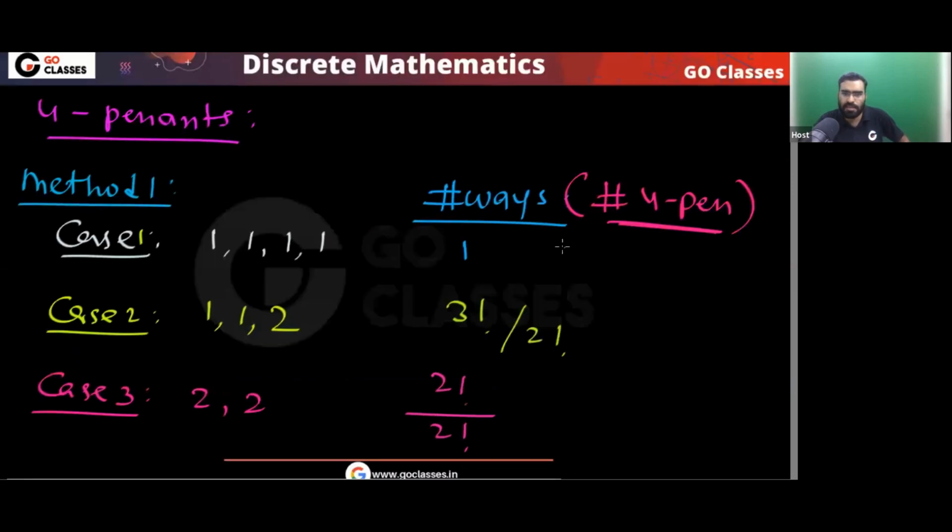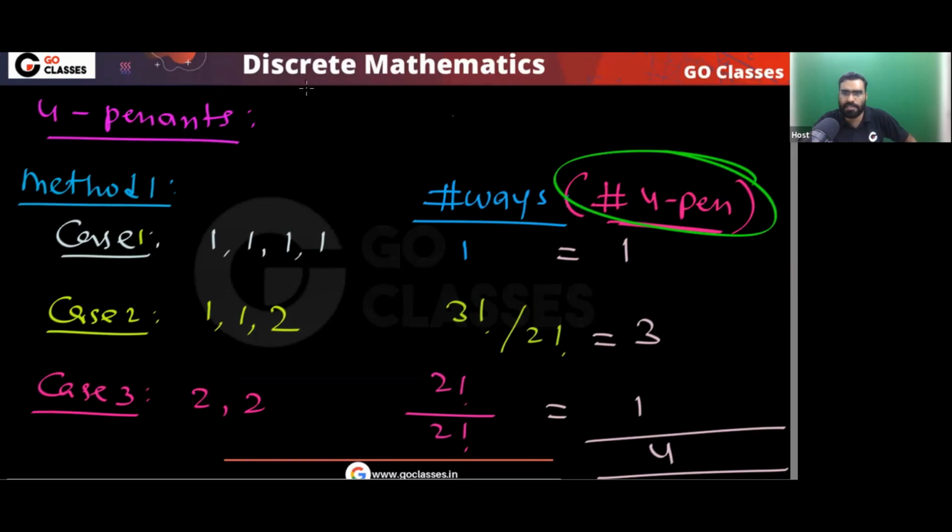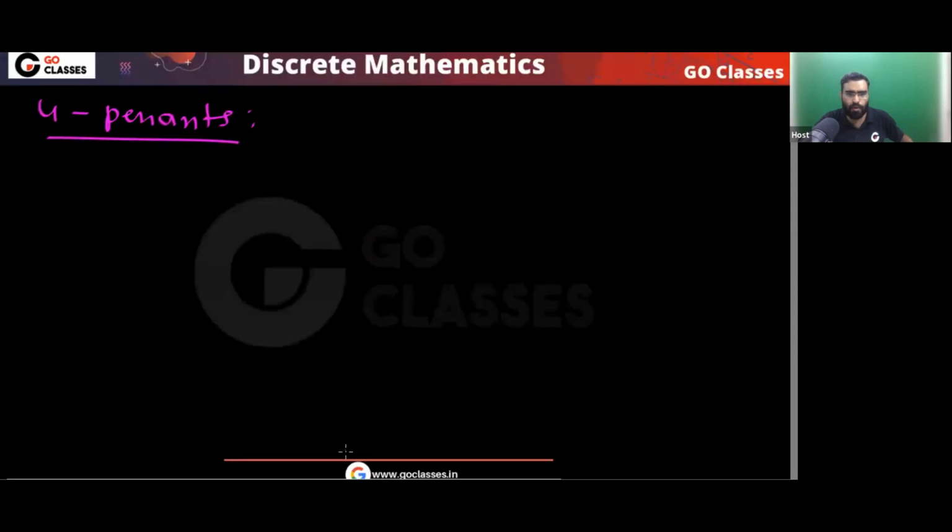Now you can see here the answer will be 1, and this 3 factorial divided by 2 factorial will be 3, and this will be 1. What is the total answer? That will be 4. So how many 4-pennants can you create? The number of 4-pennants will be equal to 4. So very simple, you can create a total of 4 pennants.